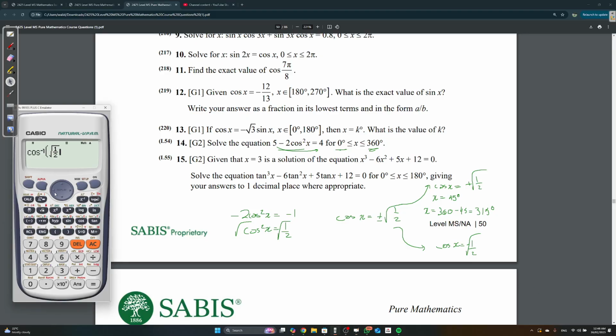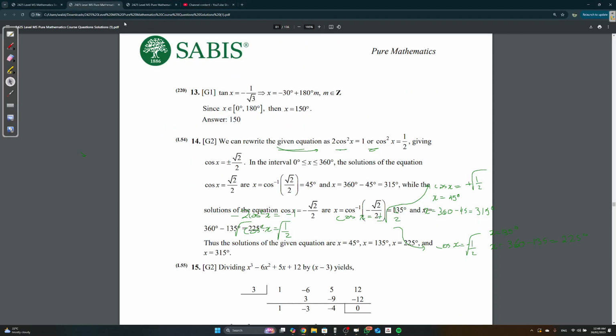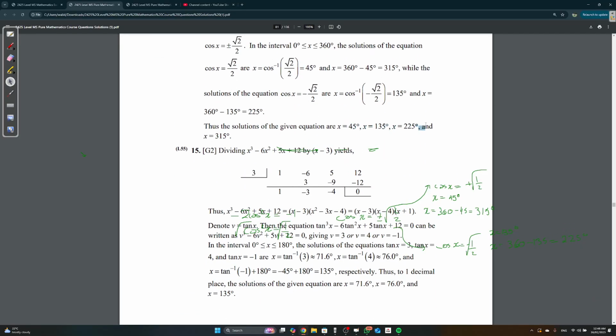How about the negative? It should be the same actually. Oh no, it shouldn't be the same. Anyway, cosine inverse of minus root half, 135 degrees. So you get x is 135 degrees. Again, if you make it negative, it won't work. So what's the other solution always? 360 minus, right? Which is going to be 225 degrees. So let's check our solutions. 4 solutions: 45, 135, 225, and 315. Very easy.